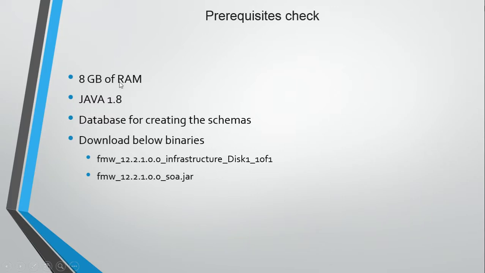On my machine, I already have the database. I have downloaded the required binaries, that is the Fusion Middleware Infrastructure binary and the FMW SOA jar file. So without wasting time, let me start with the installation process.